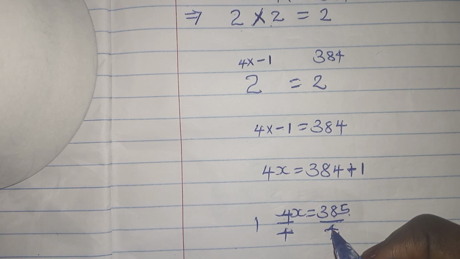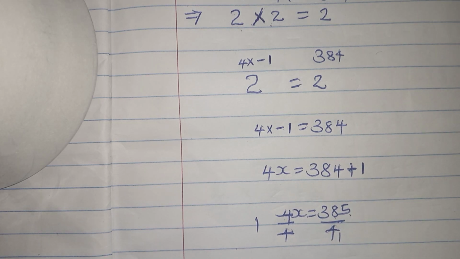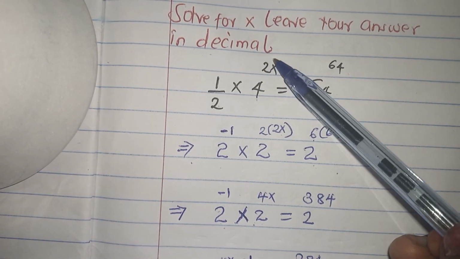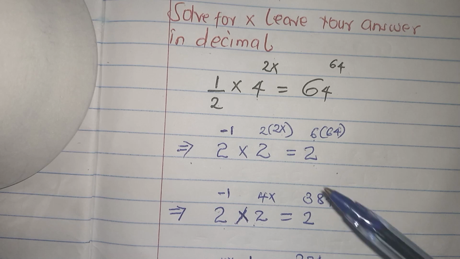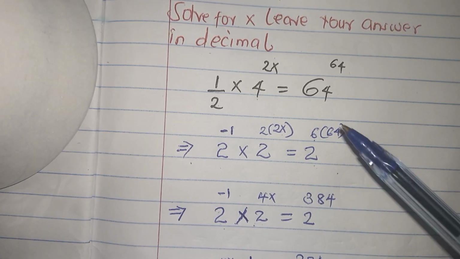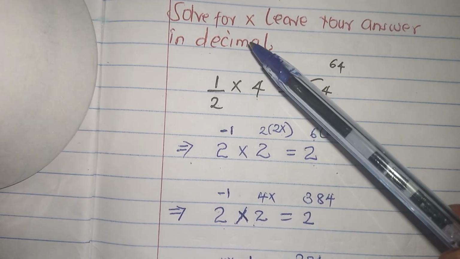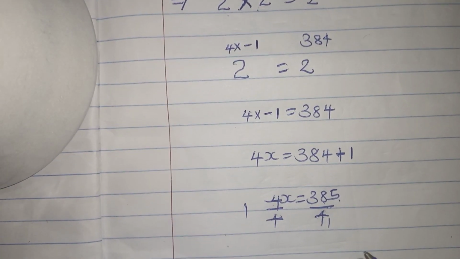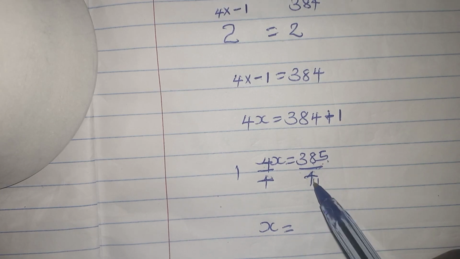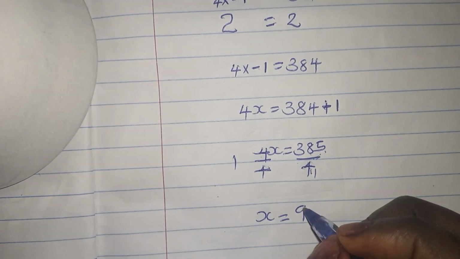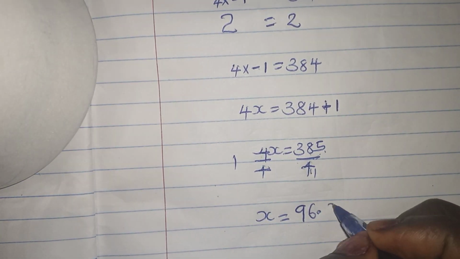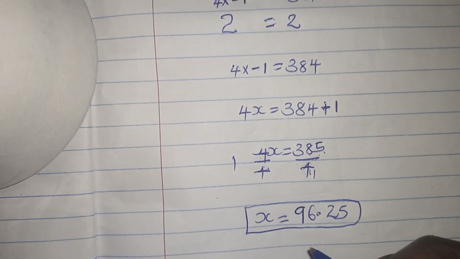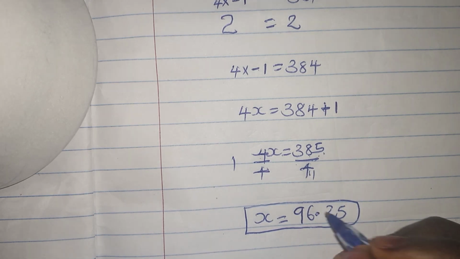385 divided by 4. Remember, we've been told here, leave your answer in decimal. So we are not going to leave it in fraction, we are not going to leave it as a whole number, but we're going to leave it in decimal place. So if you use your calculator, 385 divided by 4 gives me 96.25. So this is the value of x, 96.25.